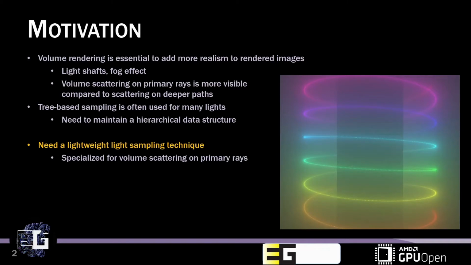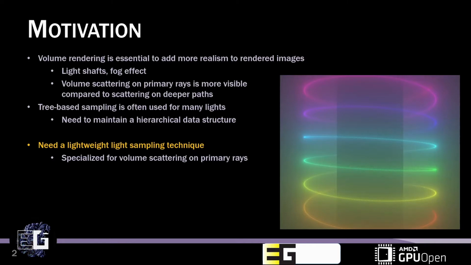Volume rendering is essential to add realism to rendered images. Examples of volume effects are light shafts and fog effects like this image. Also, volume scattering on primary rays is more visible compared to volume scattering on deeper passes.